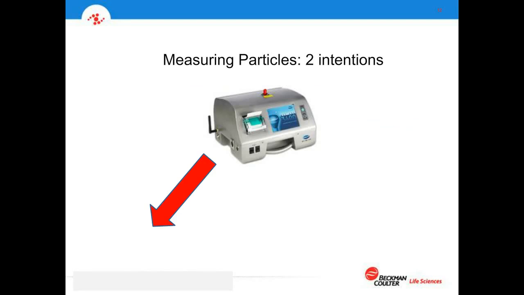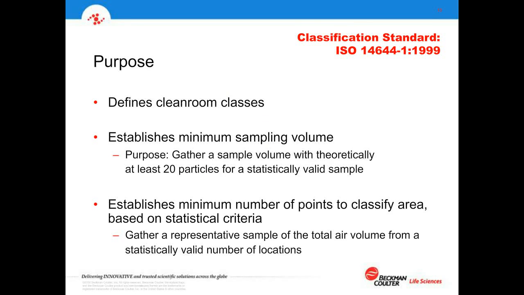So let's focus first on this task of classification, which is what the 14644 document points to. And its fundamental purposes, you could say, are twofold. One is that it gives us a common language. We can talk about an ISO class 5 or an ISO class 2 or an ISO class 7 room. Pretty much around the world, people have an understanding of what type of room that is, what type of garments will be needed to maintain that room. So it gives us a common language.